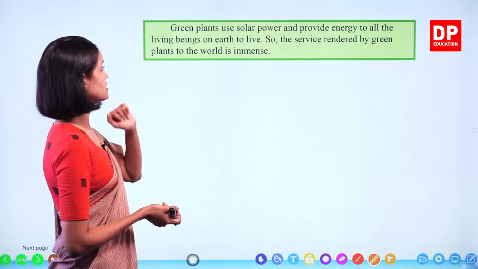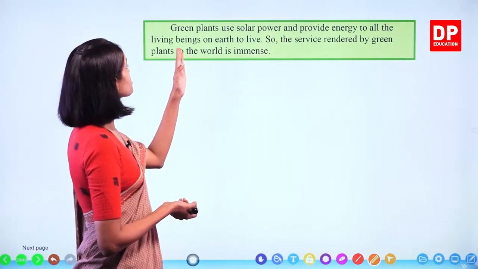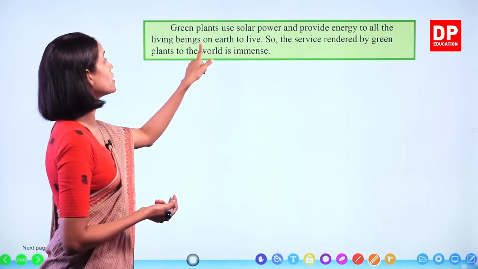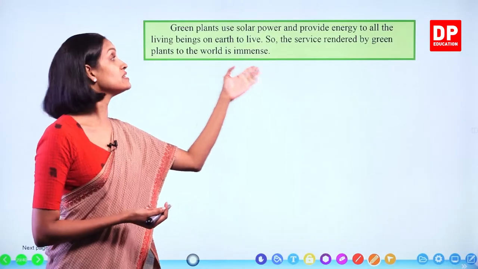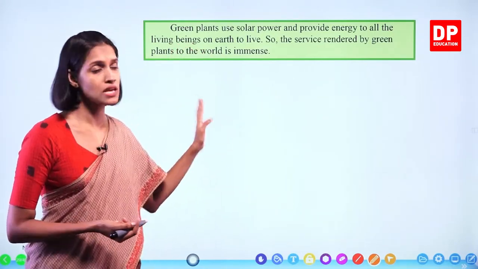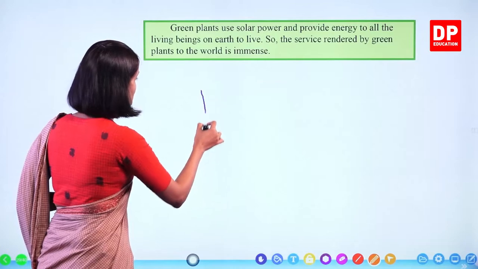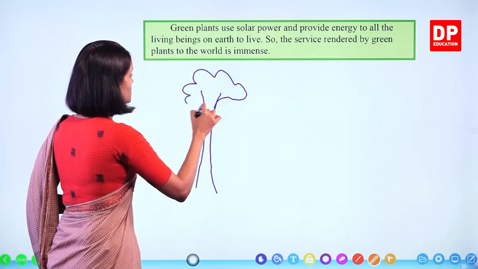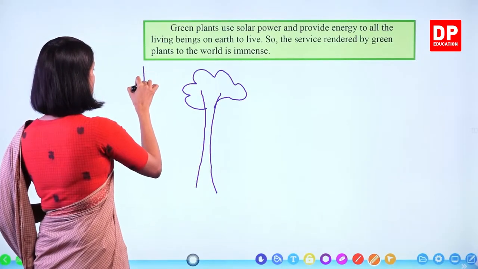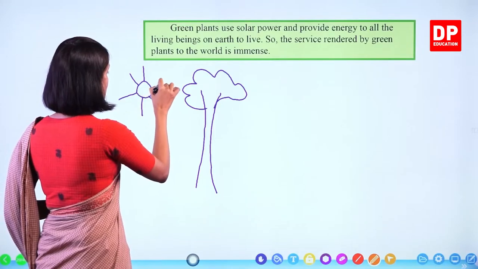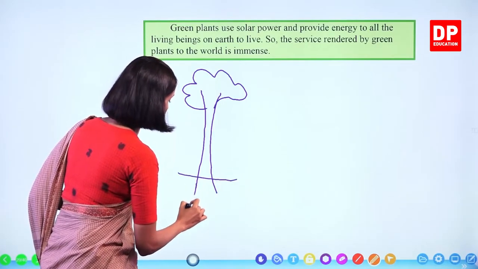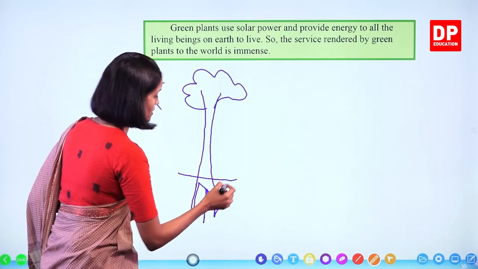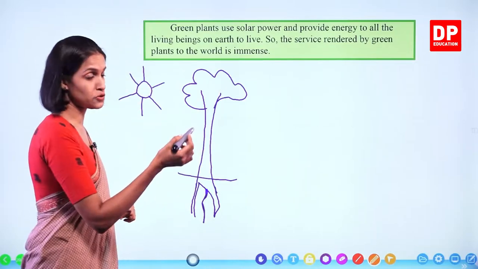Right. Read this, children. Green plants use solar power and provide energy to all the living beings on earth to live. How does this happen, children? This happens because of photosynthesis. Now, what are the factors affecting photosynthesis? Now, you all know all the plants. In the presence of sunlight, they absorb sunlight and they obtain water from the roots, the soil water from the roots of the plants. Right? So, the factors affecting photosynthesis.